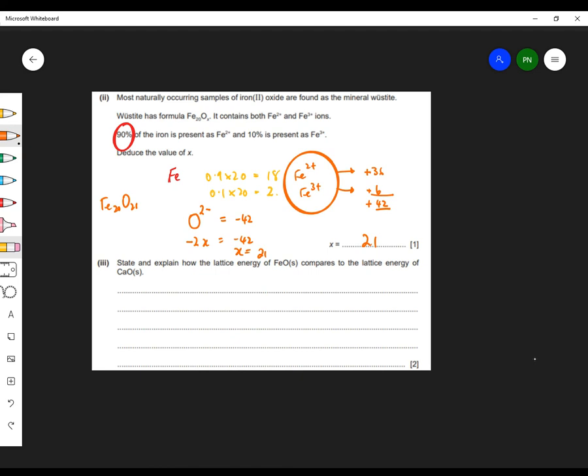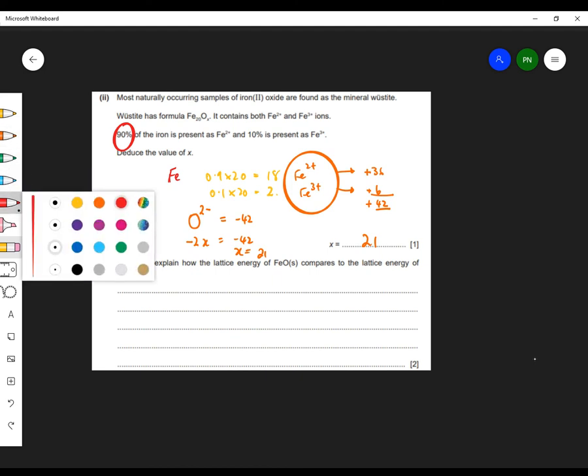State and explain how the lattice energy of FeO compares to the lattice energy of CaO. Lots of you got this wrong. I'll tell you why you got it wrong: because you didn't give it clear enough. Let me get a nice pen color. Let's use black, shall we?